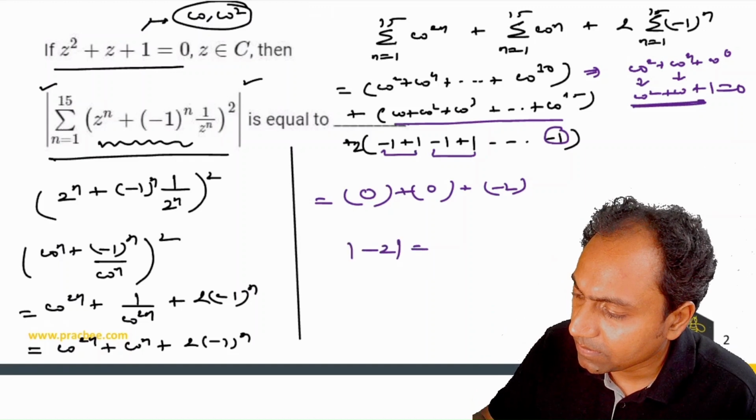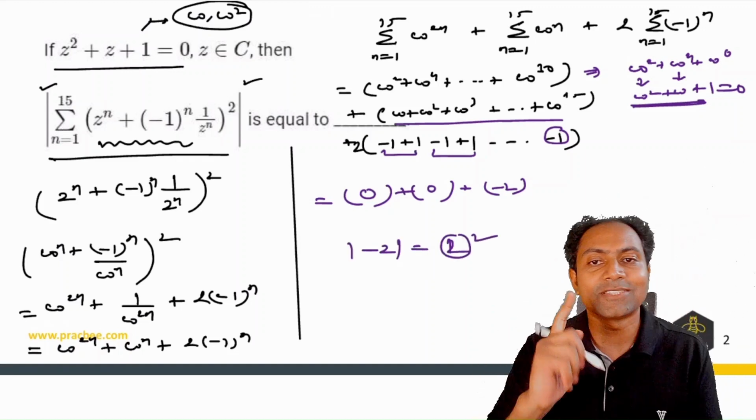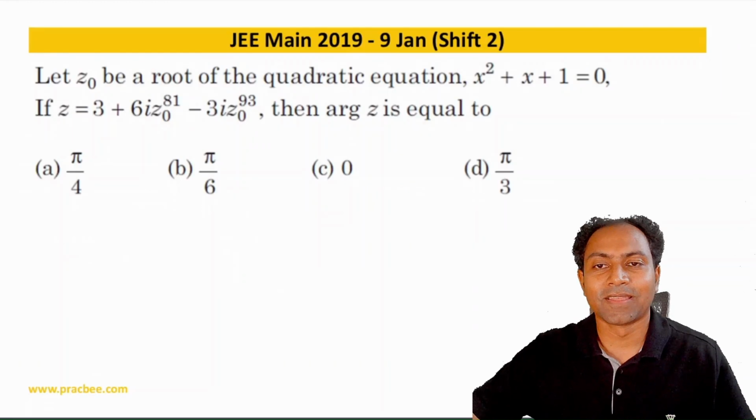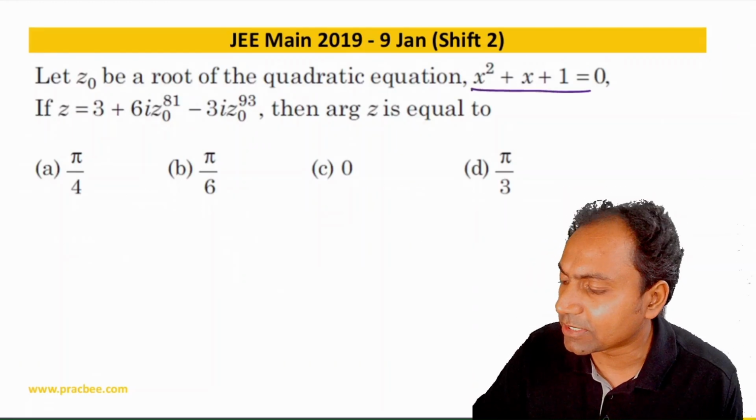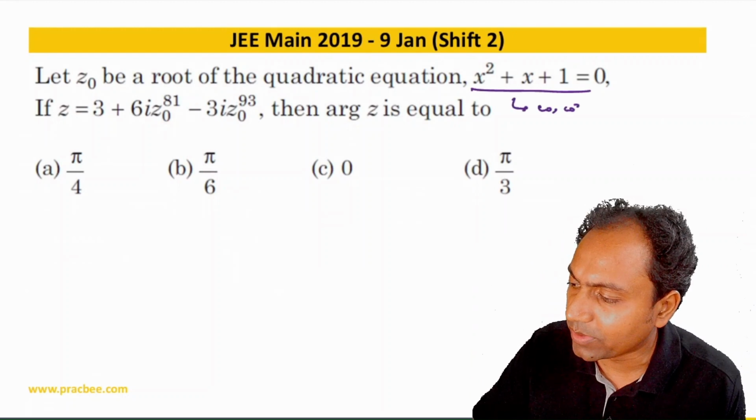Hence 2 is our answer. Now this 2019 question is again a very simple question. Why? Because if you observe this x square plus x plus 1, you will be able to identify the roots as omega and omega square.